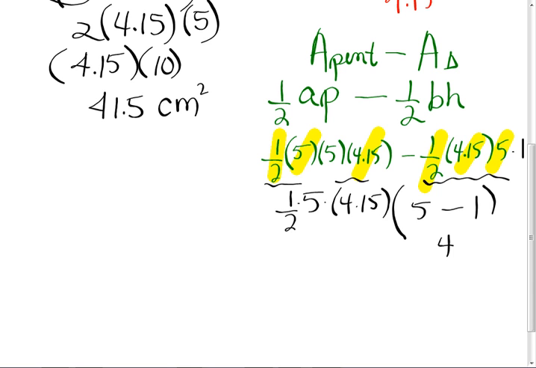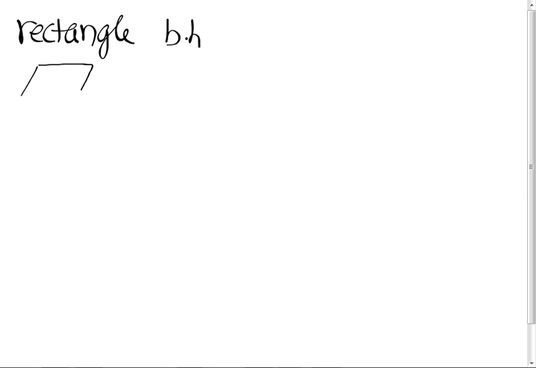Okay, so what are the formulas we have? First, let's just do them all. We have a rectangle, and we all know that: base times height. These are area formulas. And then we did a parallelogram. Well, guess what that was? Base times height. A triangle is half of a parallelogram, so a triangle is 1/2 base times height.